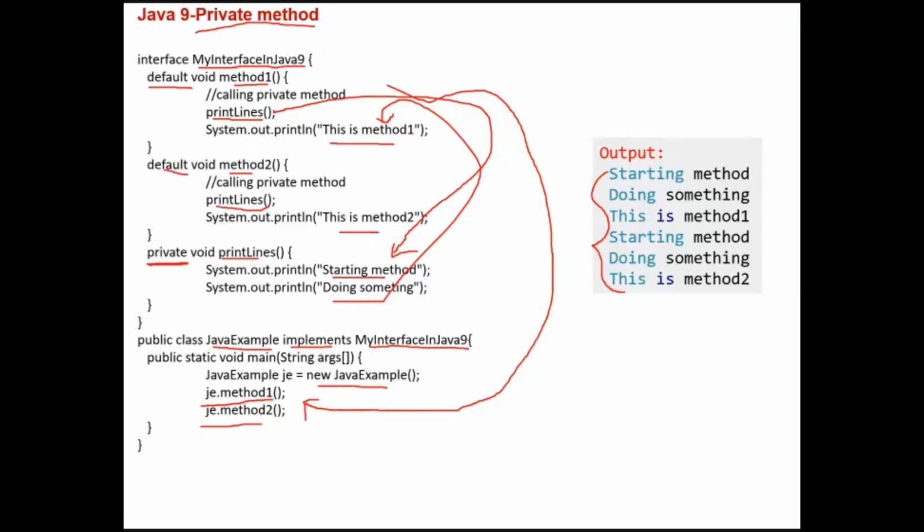Anyone unmute and tell me. You understand? Why I cannot? Yes, super. I cannot call this private method from a static method, even though the static method is inside of that interface. Why? What is the reason? Anyone tell me the reason?